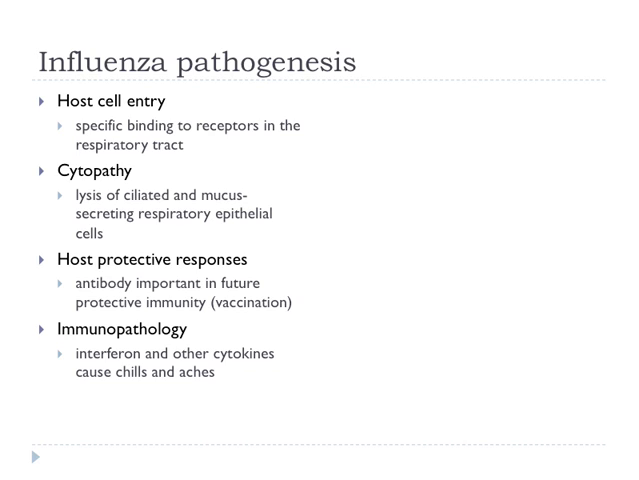Then once it gets into those cells in the respiratory tract, it will start killing those cells, and you get death of the cells within the respiratory epithelium, ciliated cells, and the mucus-secreting cells. Then host protective responses will kick in, and antibodies come along, particularly to provide future protective immunity, and we can mimic that with vaccination. But the other thing that happens in the acute illness is that you get this immunopathology, where there is a response to the virus with production of lots of interferon and other cytokines.